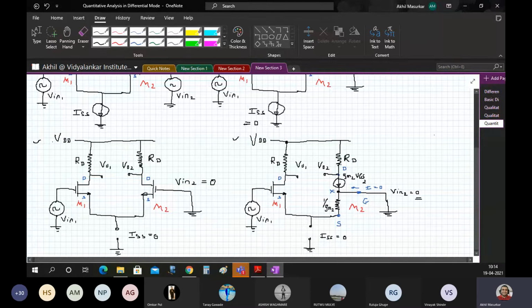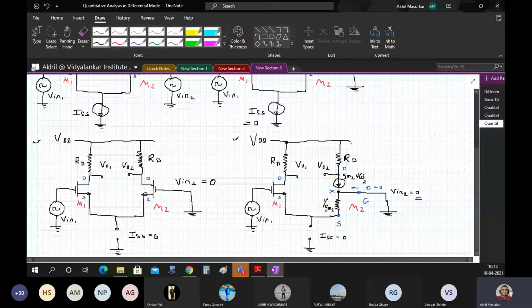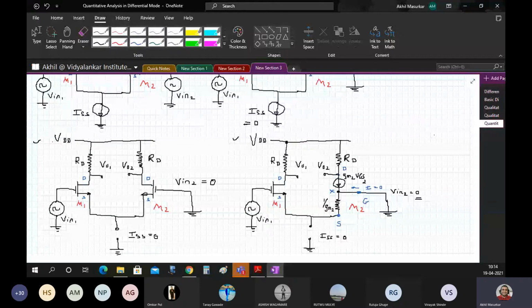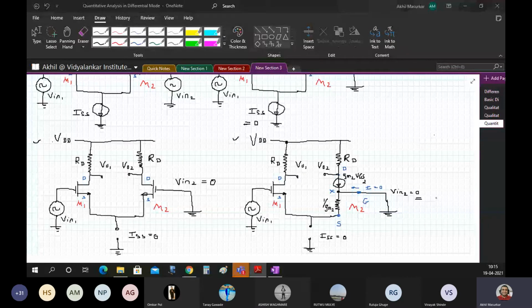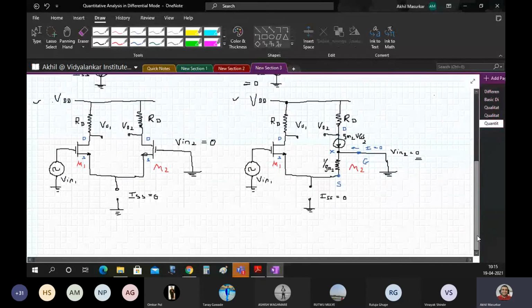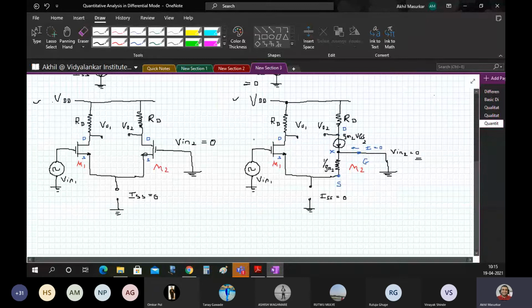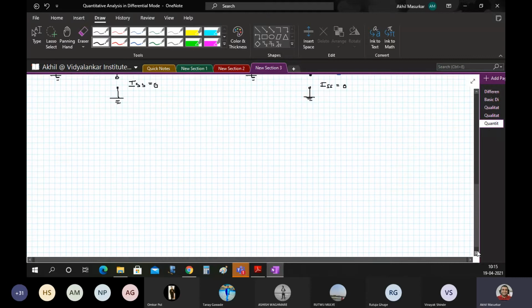This part of the circuit, that is RD, Vn2, GM2, VGS2, constitutes one part of the circuit which is connected between VDD and ground, and this 1 by GM2 along with M1 and RD constitutes another part of the circuit which is again connected between VDD and ground. So actually this circuit becomes somewhat like this. Are you done copying this circuit? You can also draw this directly if you want, the second one. So actually now what we get is something like this.